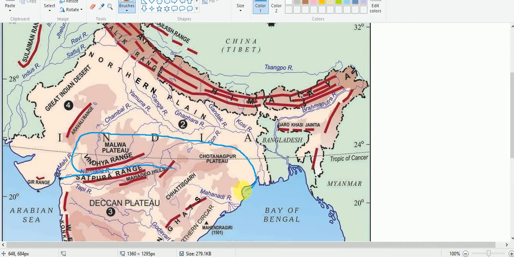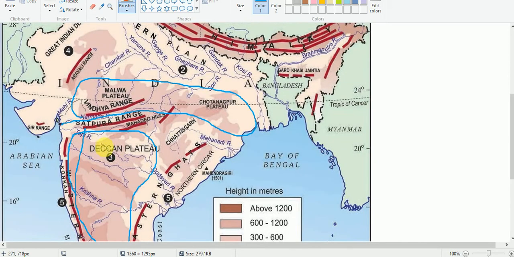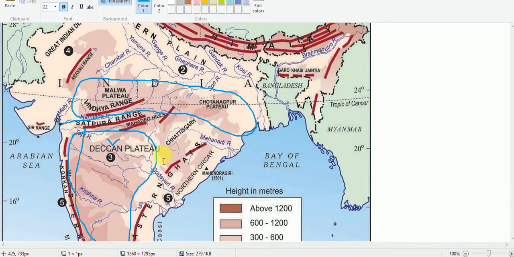The plateau north of the Narmada River here, this section is known as Central Highland, and this plateau south of Narmada River is known as the Deccan Plateau. Just see here, the plateau south of Narmada River is known as Deccan Plateau, and the north of it is known as Central Highland.